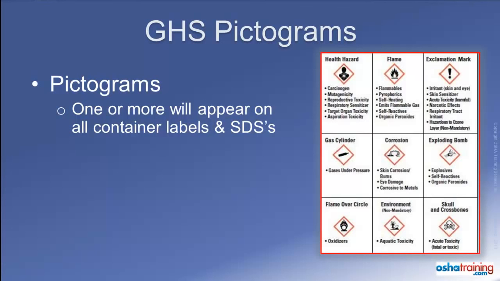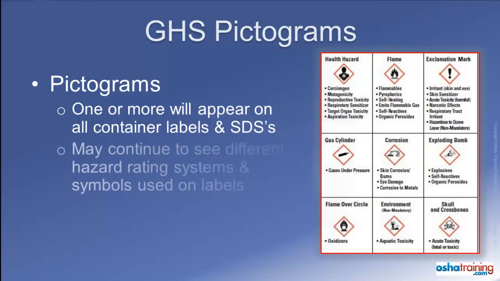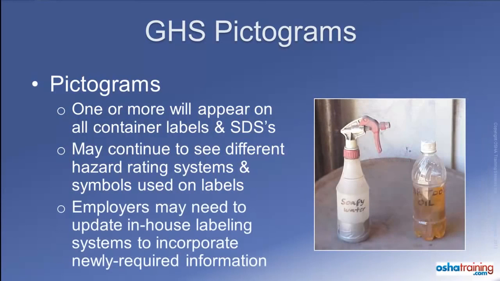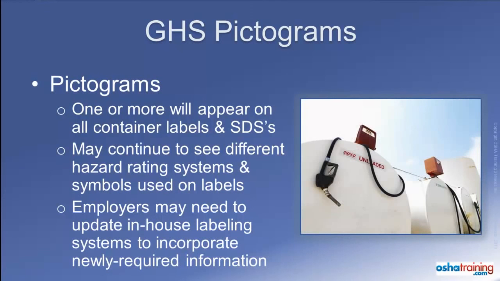Also, keep in mind that pictograms are not intended to replace all other hazard identification symbols, as some of those are required by other government agencies, such as the Department of Transportation or Environmental Protection Agency, so you may continue to see them on containers along with pictograms. And in addition to containers of chemicals and products that we purchase from vendors, employers will need to make sure that all in-house labeling systems incorporate the required information by the deadlines established by OSHA. Speaking of deadlines, here is an overview of some very important dates.